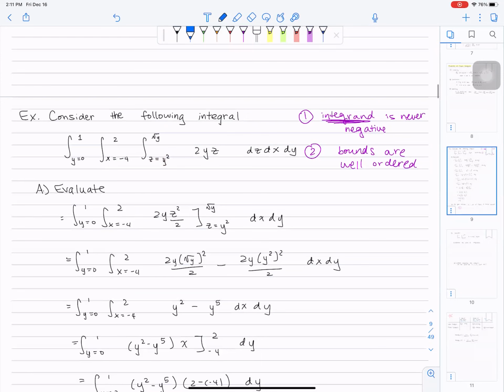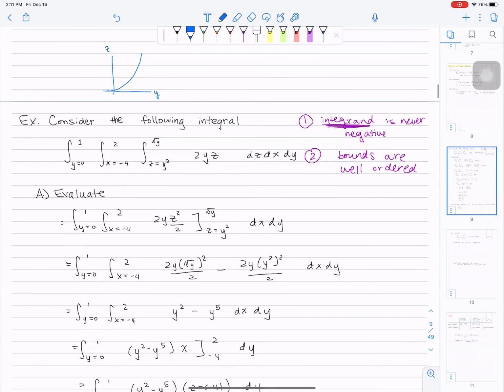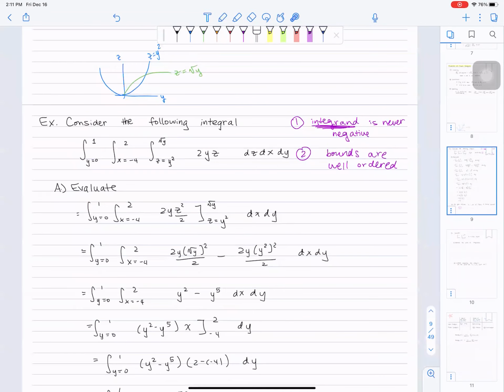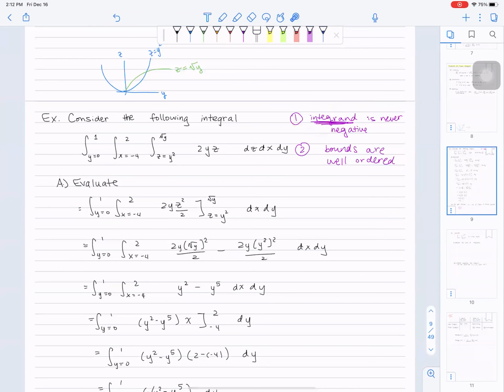Let's imagine what the z bounds look like. If this is y and this is z, z goes from y squared to square root y. And so we do go from some lower curve to a higher curve. So z is also well ordered. So the fact that the answer we got, which is 1, is positive makes sense because of these two things: the integrand is never negative and the bounds are well ordered.